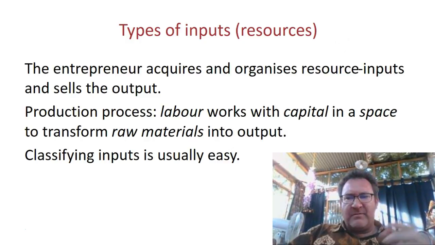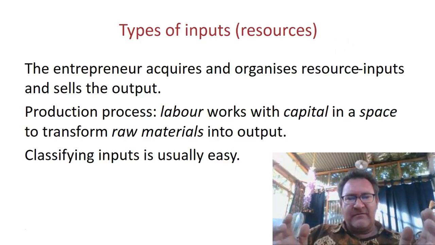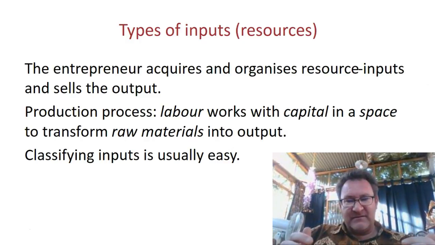Now, how did we get from inputs to outputs? Well, there was a production process which occurred. And we can use a neat little kind of mantra or formula for expressing that production process. We can say that labour works with capital in a space to transform raw materials into output. Now, this little mantra is handy because it includes and kind of classifies the types of inputs involved.